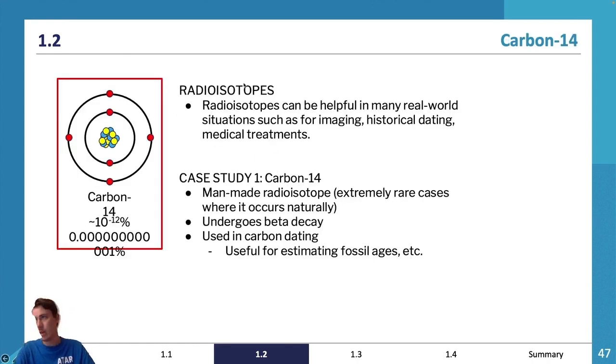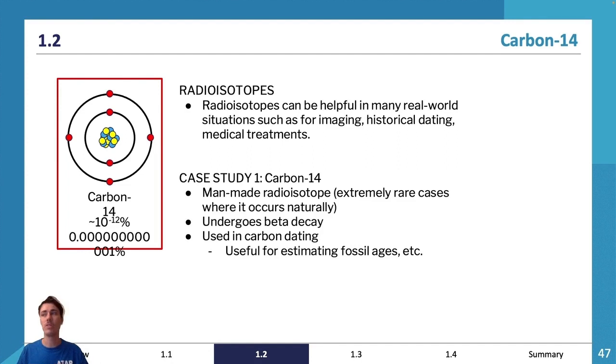So, radioisotopes, we've already discussed this. They can be helpful in many real-world situations, such as imaging, historical dating, medical treatments, etc. The reason they're really useful in historical dating is because we understand that they have half-lives. The half-life of a lot of radioisotopes is really long, tens of thousands of years. After tens of thousands of years, half of the amount of radioisotope you expect to have in a sample should have emitted its radiation and gone. It should have emitted what it needed to and stabilized itself.